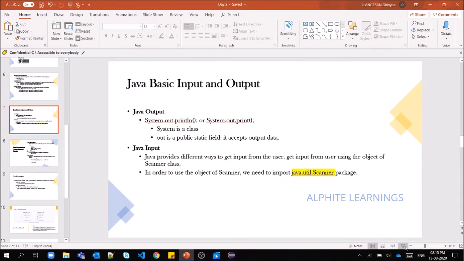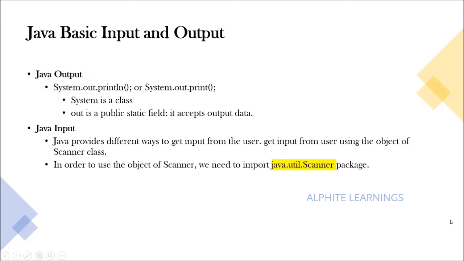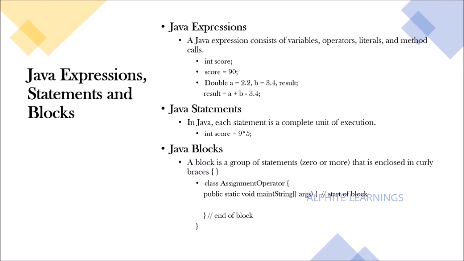So coming to next, let us see what we have seen in a Java program. Like the parts of our body that we learn at a very small age, we have some parts in a Java program. What do we call them? First is the Java expression. A Java expression is nothing but your variables, operators, literals, and method calls.